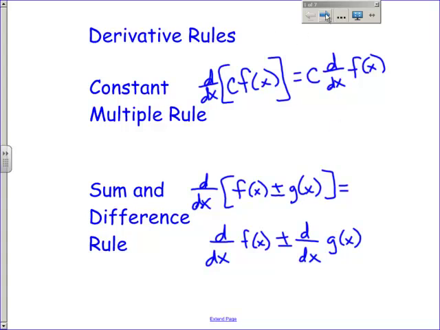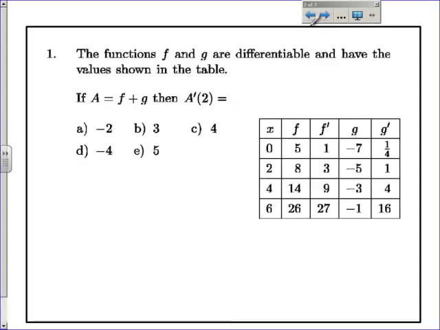I'm going to show you examples of these, so don't get too stressed out. So let's go through here and work a couple of them. Alright, so here I've got some information in the table, and I've got a as a function of f and g. It's actually f plus g. Then I have to find a prime at 2. This means I need to find the derivative of a and then plug in 2. So how I'm going to find the derivative of a is I'm going to take the derivative of f plus g, and so you can see that this is a sum and difference rule.